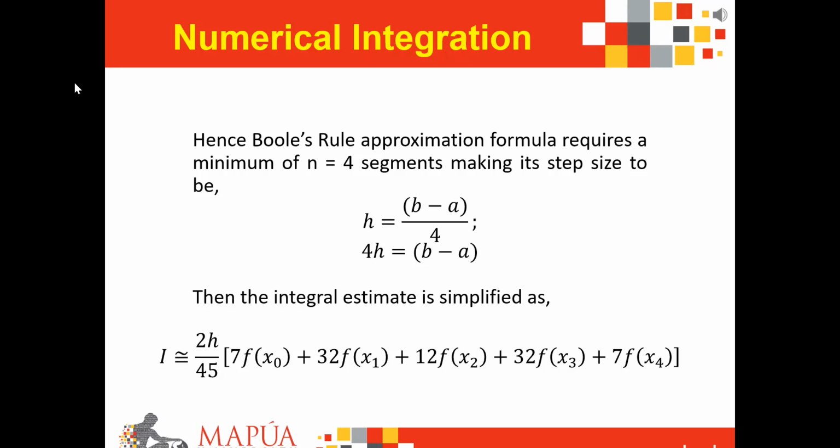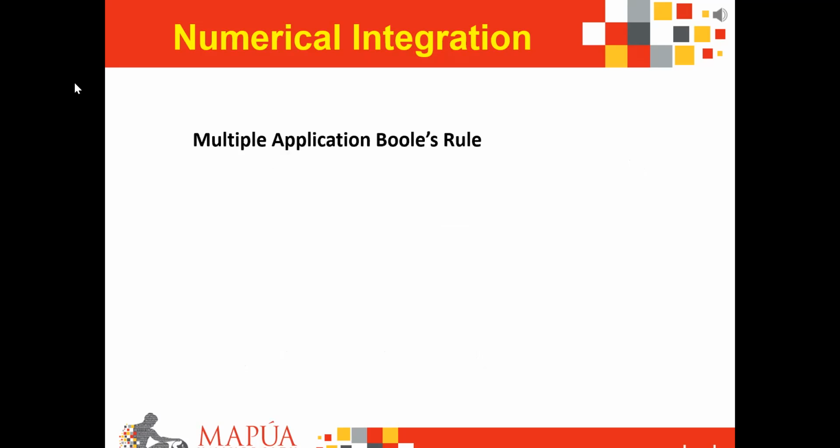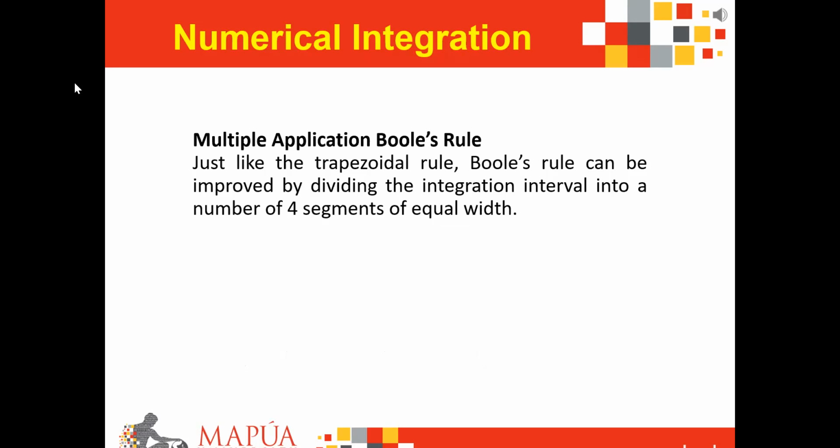However, as we've seen in our previous techniques, like the trapezoidal rule, the 1/3 rule, and the 3/8 rule, in order to further increase the accuracy of our integral estimate, we could simply apply a multiple application of this technique. Therefore, under multiple application Boole's rule, just like the previous rules, the integral can be further improved by dividing the integration interval from a to b into a number of 4 segments of equal width.